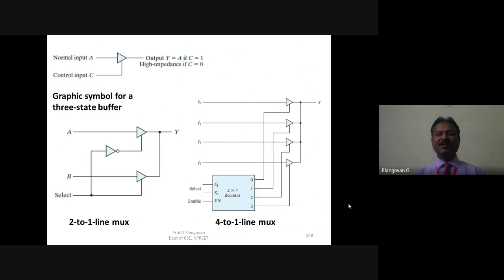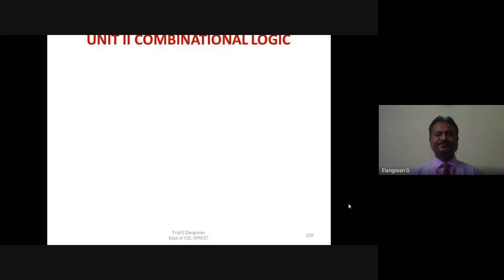Similarly, the 4 to 1 line multiplexer can be drawn like this. The control inputs are connected to the decoder. The select signals are given as input to the decoder, and the 2 to 4 decoder outputs are given to 4 tri-state buffers. Any one of them is going to be activated, and accordingly the output comes. So it works like a 4:1 multiplexer.